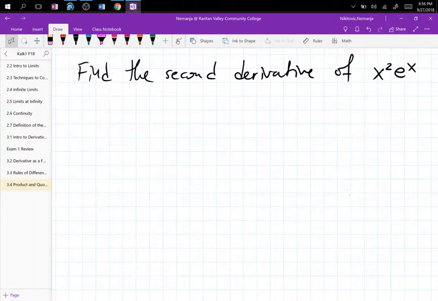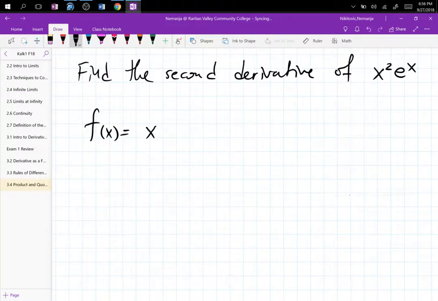Alright, so this is tricky, right? Let's take a look at this together. And as I said, you don't get to simplify this all the way. Only the last answer you will simplify as much as possible. So we'll start with the first derivative first.